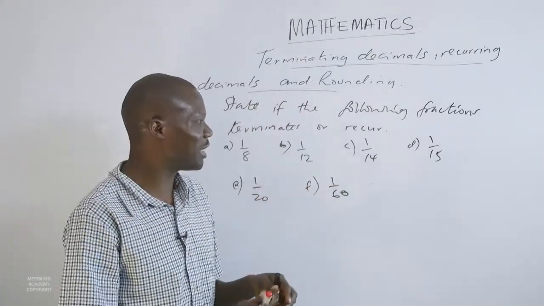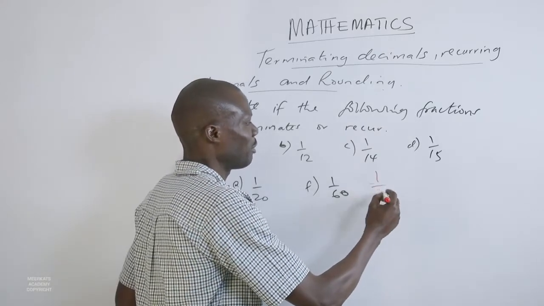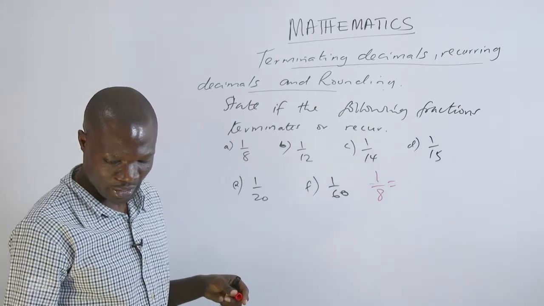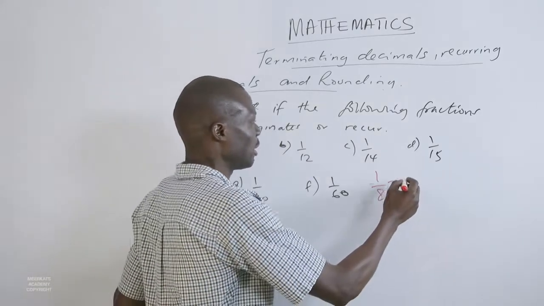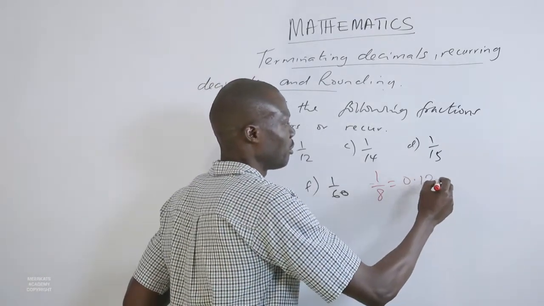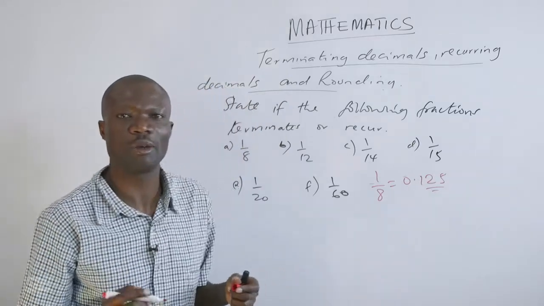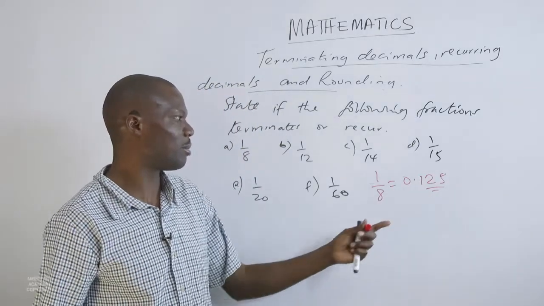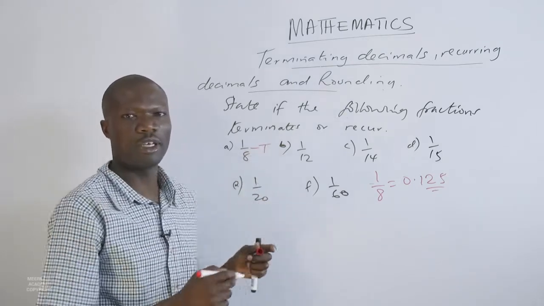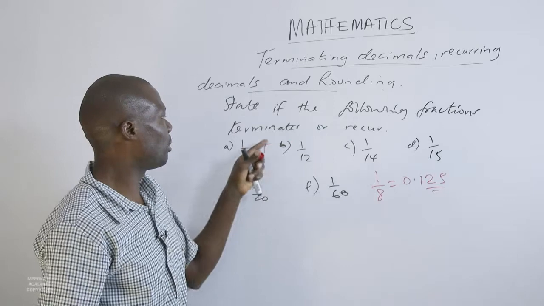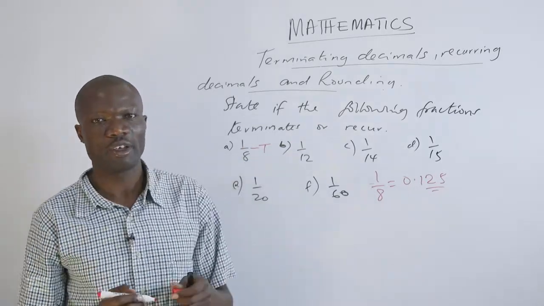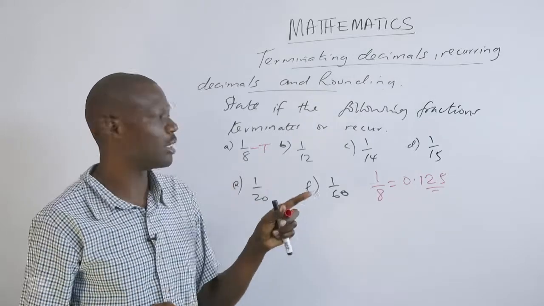Okay, looking at the first one, we have 1 over 8. When you divide 1 over 8, you find it gives us 0.125. So, is it terminating or not? It is terminating. So let t be for terminating decimals. So an eighth gives us a terminating decimal.